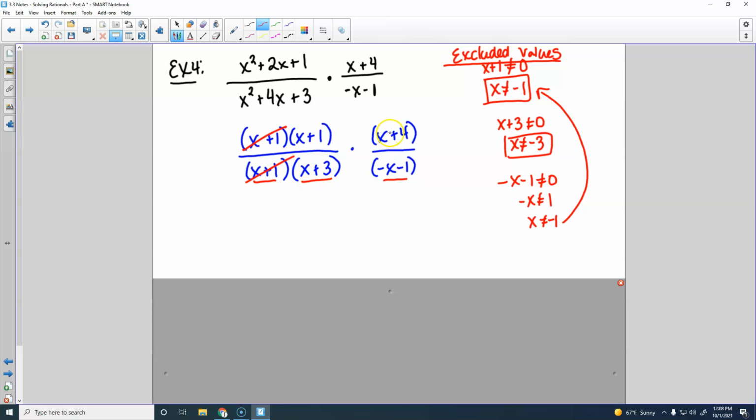Obviously, x plus 3 and x plus 4 do not cancel. X plus 1 and negative x minus 1 look really close to each other. I almost want to cancel it, but I can't as it is right now.